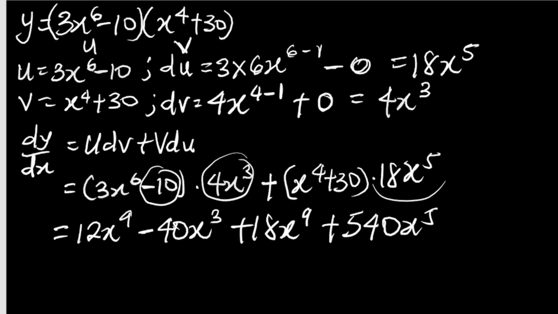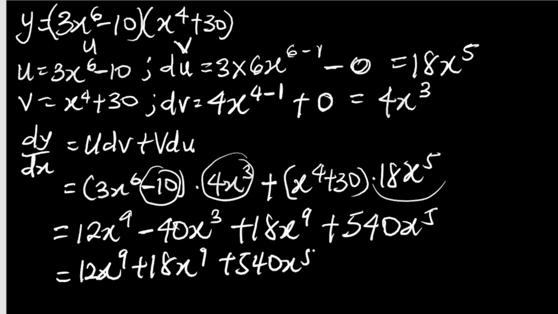Now looking at this, we can rearrange. That is, we have 12x raised to the power of 9 plus 18x raised to the power of 9, plus 540x raised to the power of 5, and minus 40x raised to the power of 3.